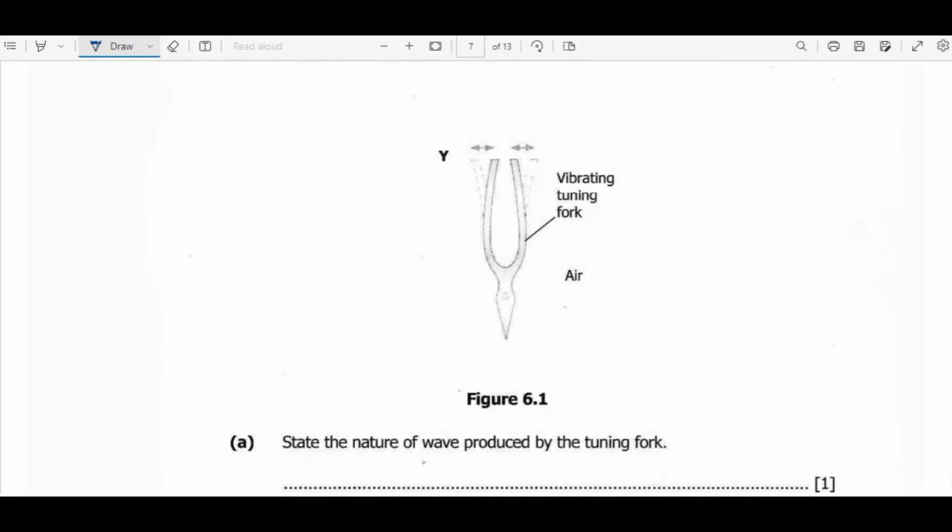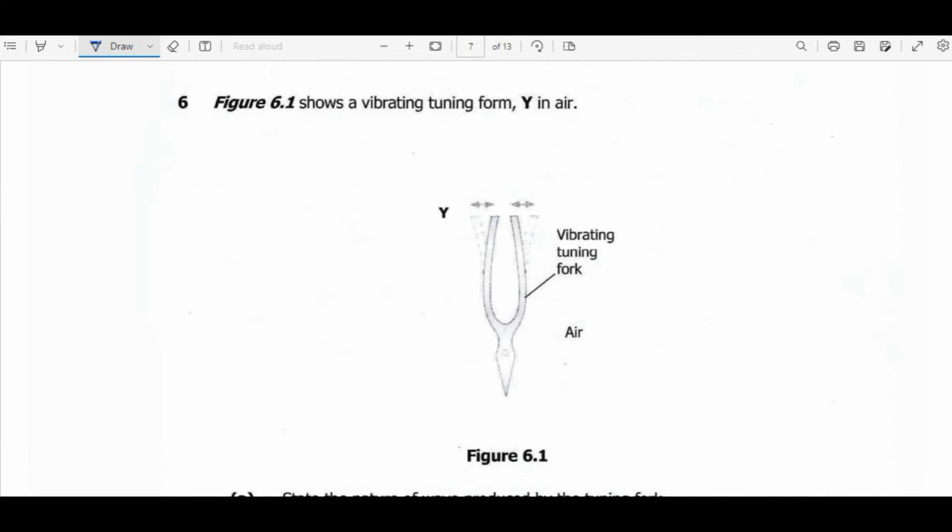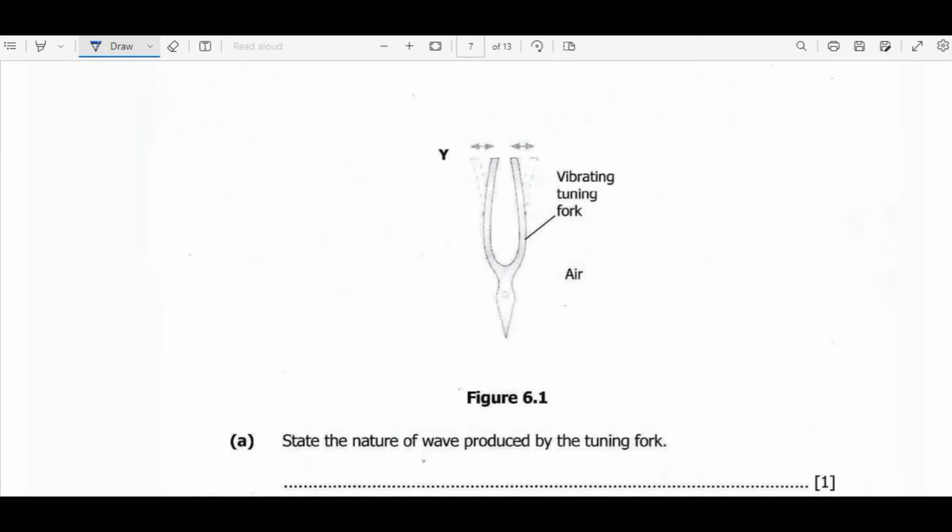Okay, we move on to question 6. Figure 6.1 shows a vibrating tuning fork Y in air. So we have a vibrating tuning fork in air. Whenever you hit a metal or anything, as long as vibrations are being produced, those vibrations will cause sound to be produced, because we know that sound is produced by any vibrating object. So here we are looking at the production of sound.